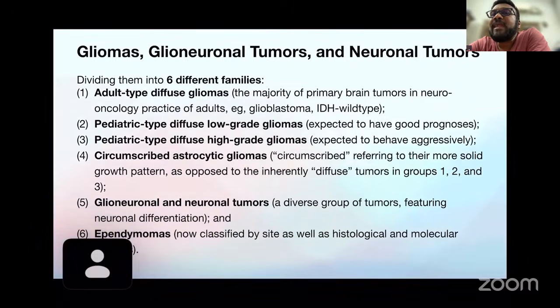Then we have pediatric type diffuse low-grade glioma. They are low-grade, hence they have a good prognosis. Then we have pediatric type diffuse high-grade glioma. They are expected to behave very aggressively. And then we have circumscribed astrocytoma. Circumscribed means they have a more solid growth pattern, so you can excise it completely, as opposed to the diffuse tumor types. So circumscribed is well defined. And then we have glioneuronal and neuronal tumors, that is, glial tumors which have some neuronal differentiation. And then we have ependymomas. Now ependymomas are classified based on the site as well as the histological and molecular factors.